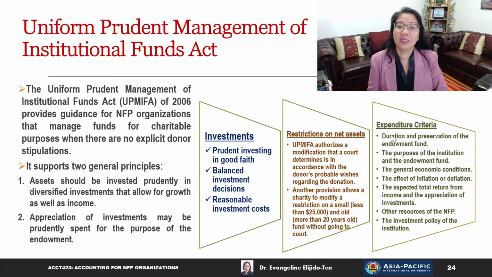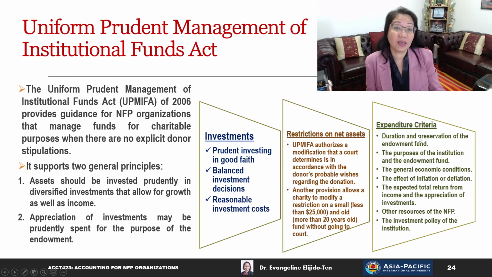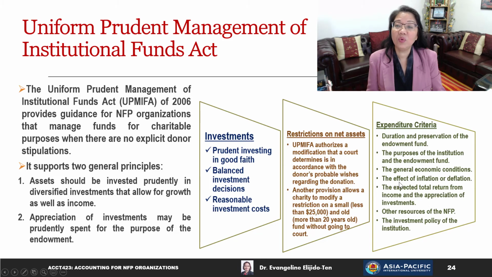The Act does not specify limitations on expenditure. However, there are 7 criteria that they have specified. The first one has to do with the duration and preservation of the endowment fund. Second has to do with the purposes of the institution and the endowment fund. Third, the general economic conditions. Number 4 is the effect of inflation or deflation.